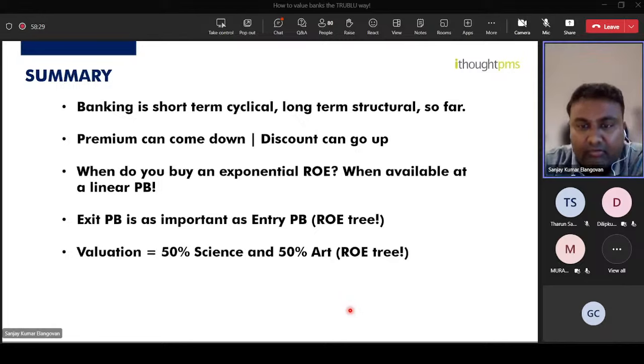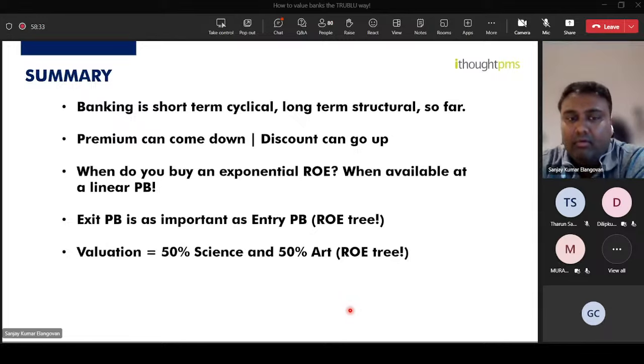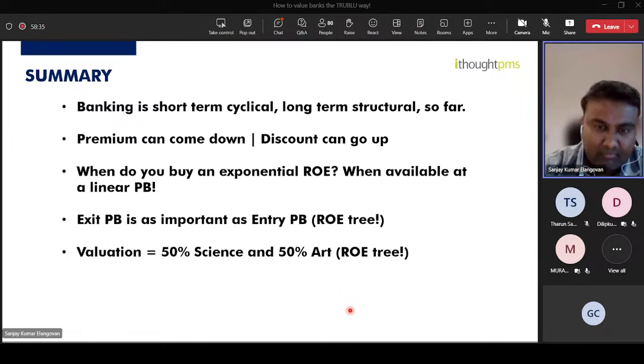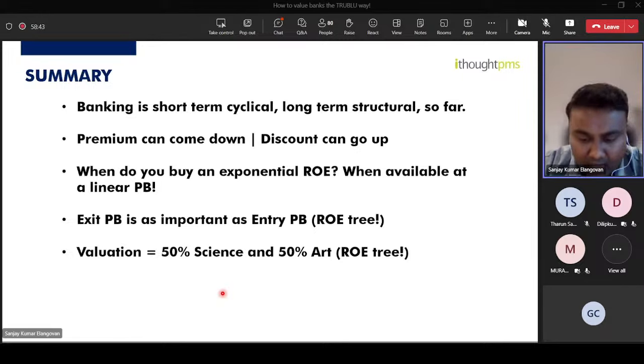When do you buy an exponential ROE bank? When it is available at a linear price to book. Let's say the market is giving a premium. You don't have to pay a premium. You wait till it falls to a linear growth trajectory or linear price to book multiple. Another thing is a lot of people don't talk about the exit price to book multiple.